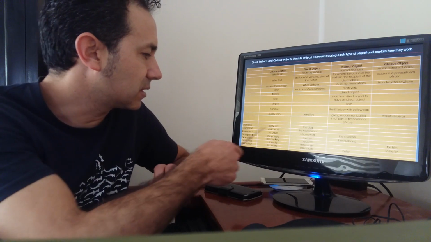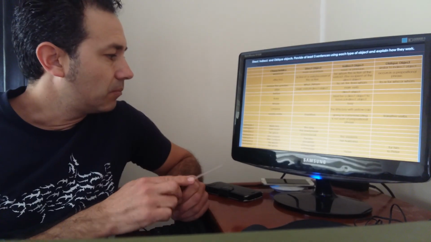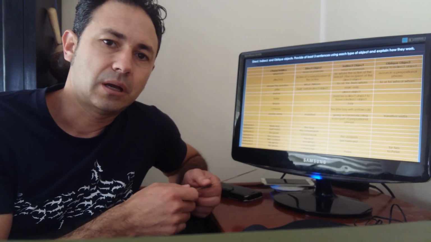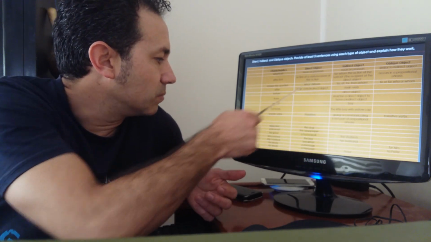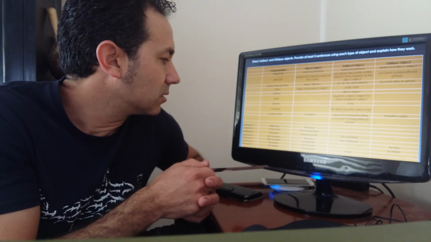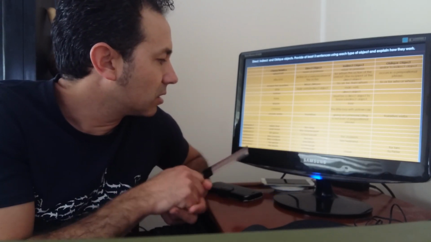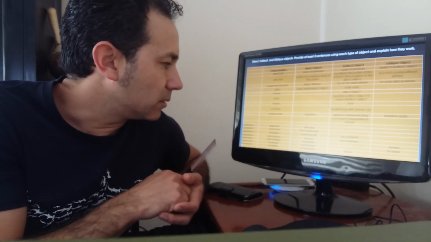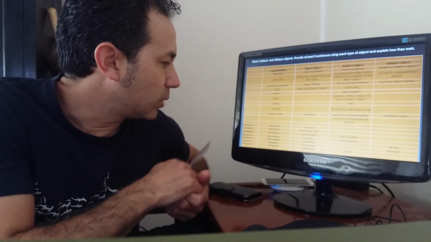For example, the first example is related to direct object. Here we have: Mary feeds the dog. So the dog is the direct object. How can we find the direct object? Because we are going to ask this question: what is Mary feeding? Mary feeds the dog. So the dog is the direct object. In the other sentence we have: Juan reads the newspaper. What is Juan reading? The newspaper.